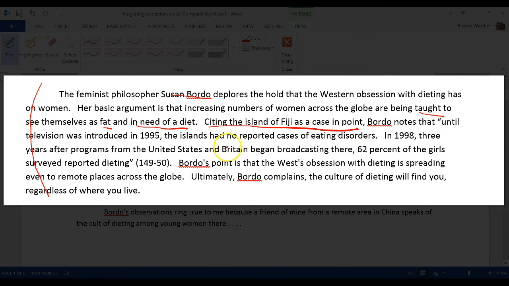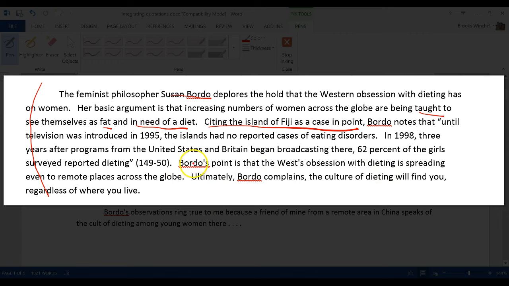In 1998, 3 years after programs from the United States and Britain began broadcasting there, 62% of girls surveyed reported dieting. Bordeaux's point is that the West's obsession with dieting is spreading even to remote places across the globe. Ultimately, Bordeaux complains the culture of dieting will find you regardless of where you live.